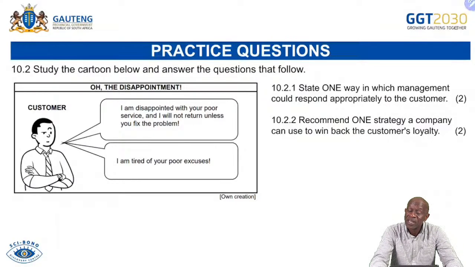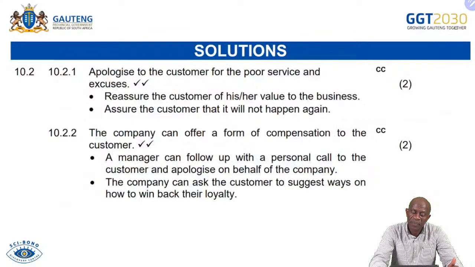Let's look at 10.2.1 in the questions. It says, state one way in which the management could respond appropriately to the customer. And 10.2.2, it says, recommend one strategy a company can use to win back the customer's loyalty. And let's look at the answers.